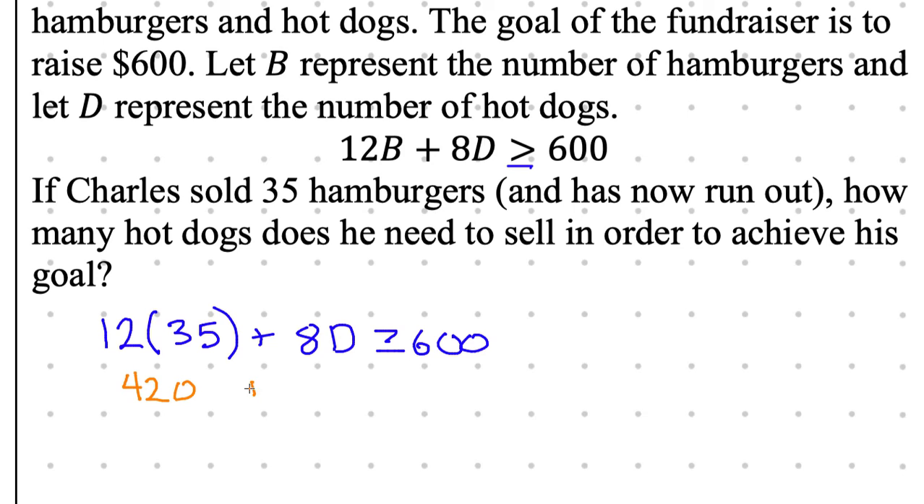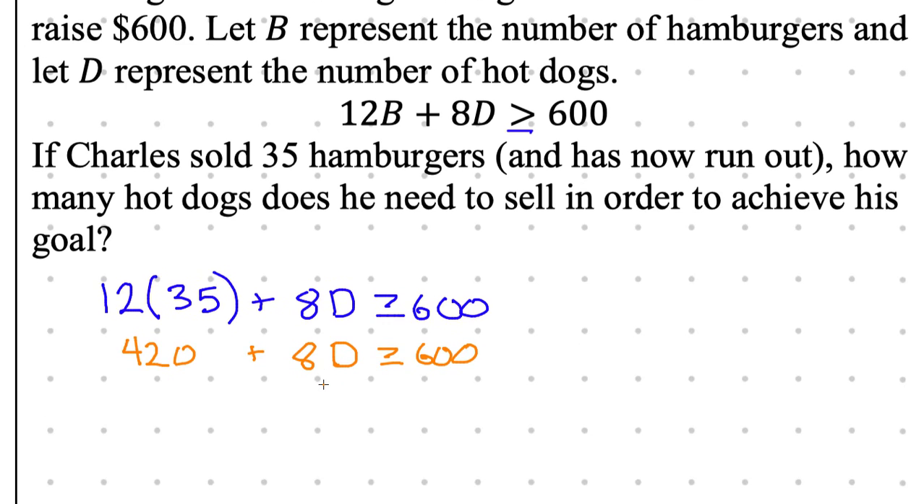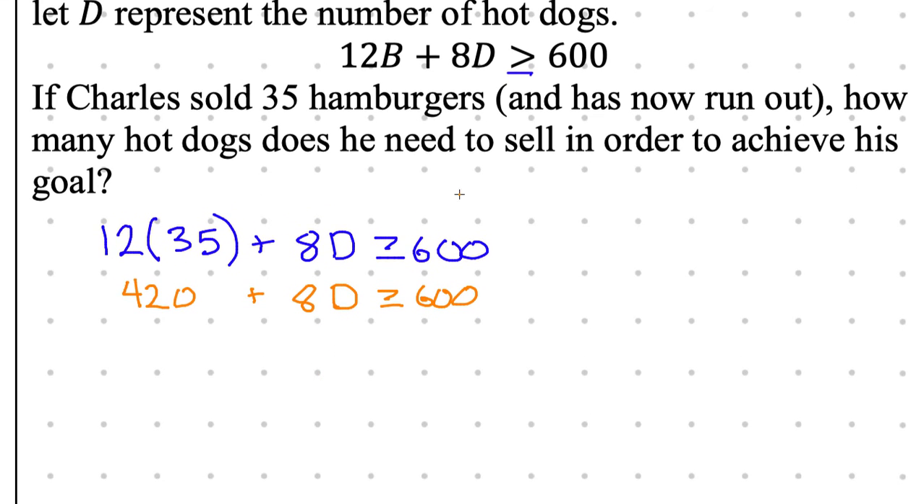This is still plus 8D, where capital D is greater than or equal to 600. I feel like if I said 8D, the way that I write, you could think of this as 80. So 8 capital D. And then, as Eamon said, I need to subtract 420 from both sides. Essentially, we're just solving this inequality now.